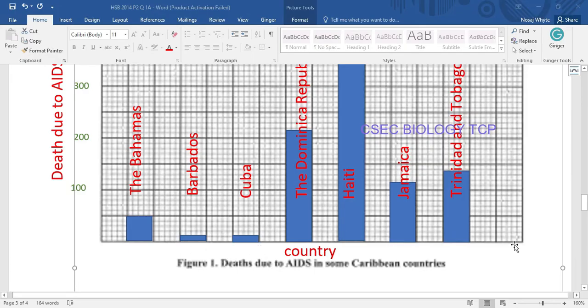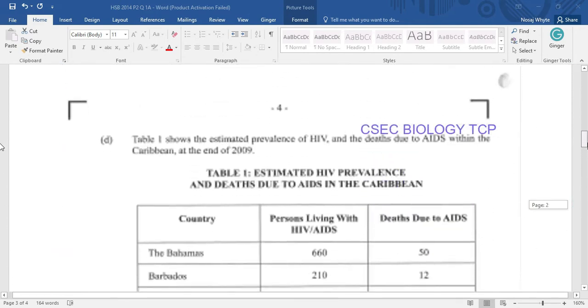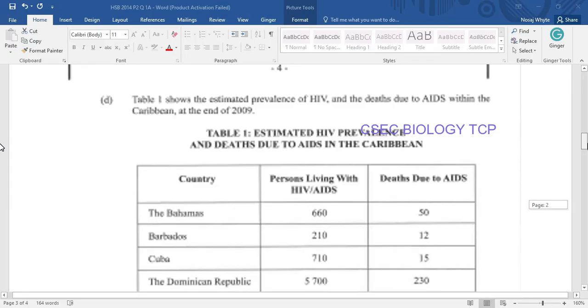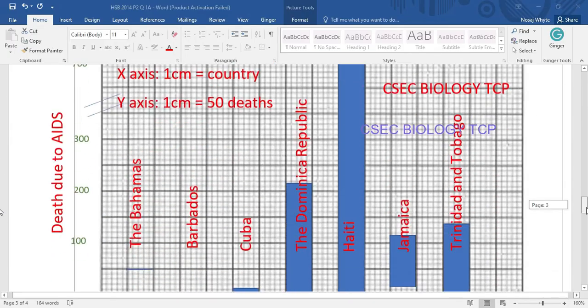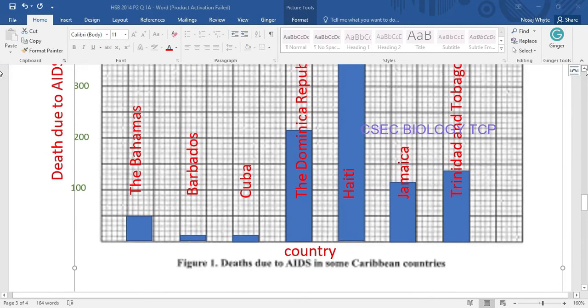So we remember from the table, for Barbados we had 12. So it is not so much in the middle. It's just a little bit over the line that represents 10, while for Cuba, which has 15, it is a little higher, but it is still not touching the 20 line. It's somewhere midway between the 10 and the 20 line. So we're able to capture that, and it looks pretty close here, but that's fine for your exam. That'll be taken care of in your mark scheme.